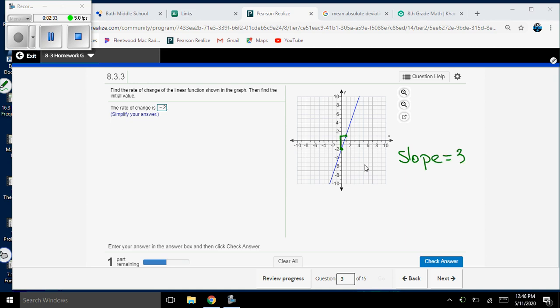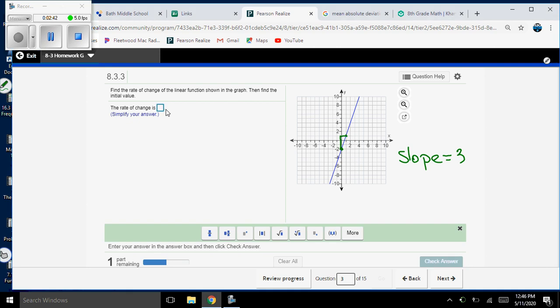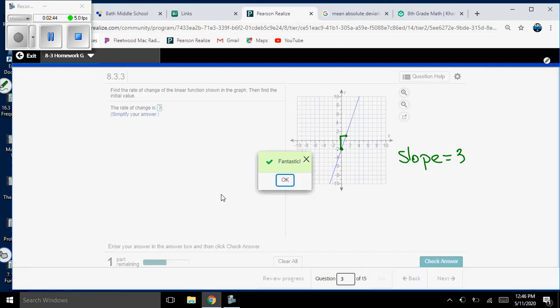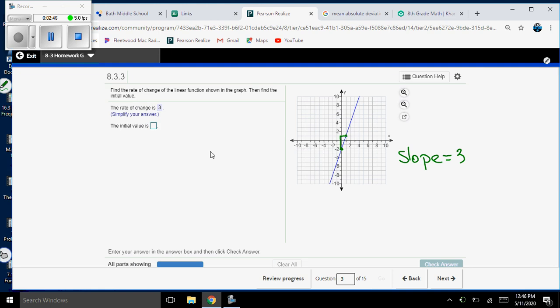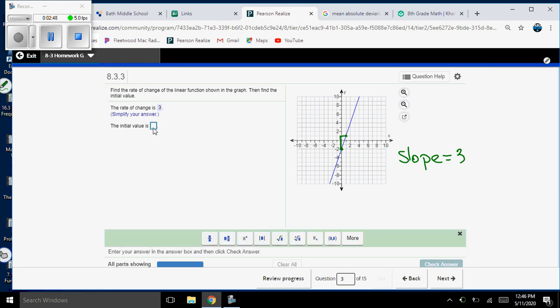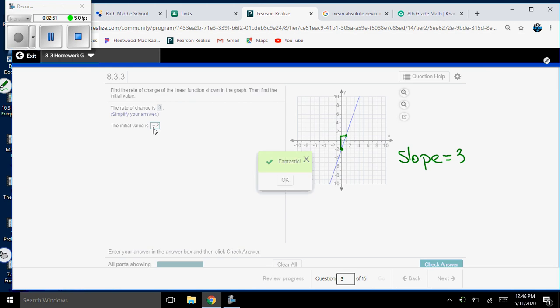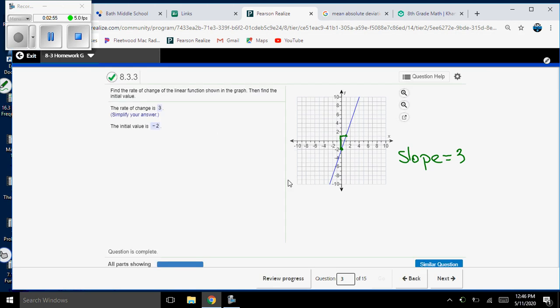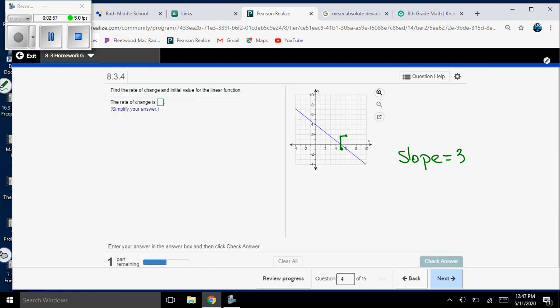Remember, we're doing rise over run. That's got a forward lean to it. And since it has a forward lean to it, then obviously we're going to get a positive value. So let's go 3 here. There we go. And then the initial value, which I've already answered, should have been negative 2. Again, that's where we're crossing the y-axis. All right, move on to problem number 5, possibly.